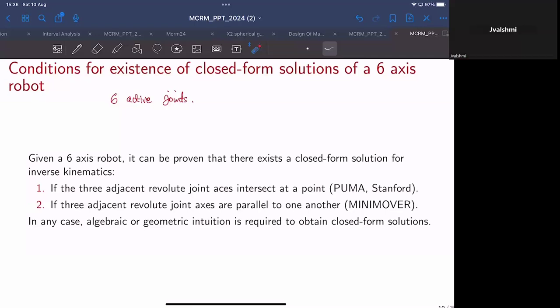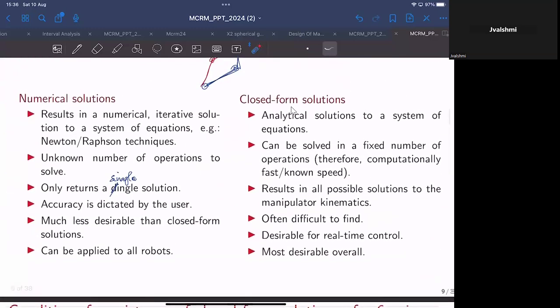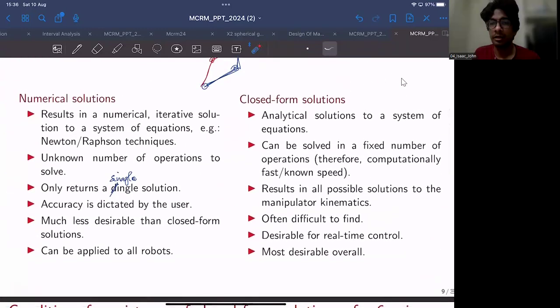Actually, in the table, we have the points, sir. So that's why I asked. The first category is the numerical, and the second one is the closed form, sir. In that point, I am asking.